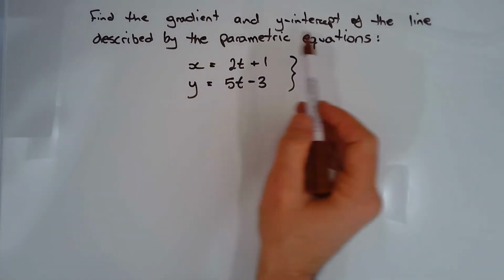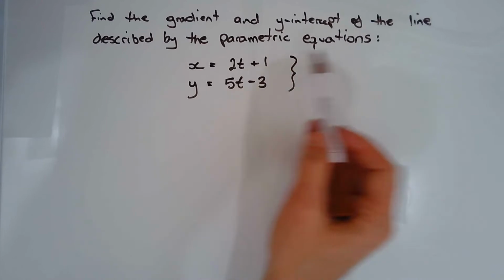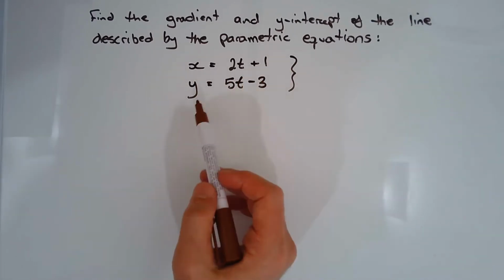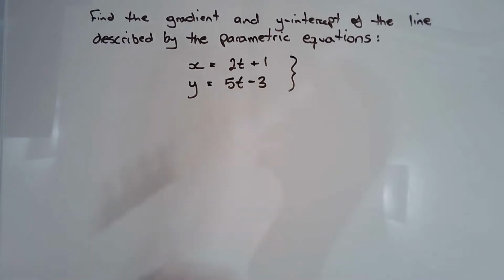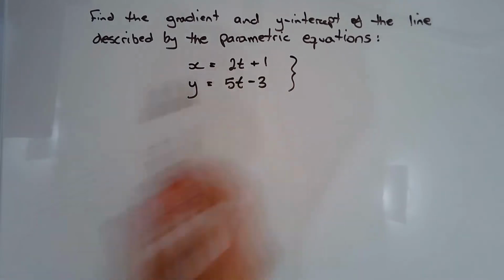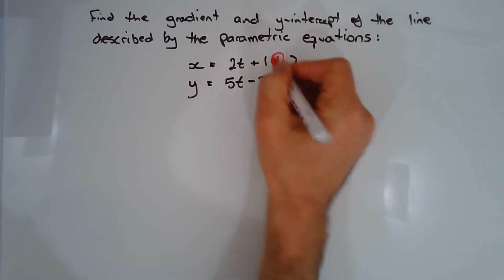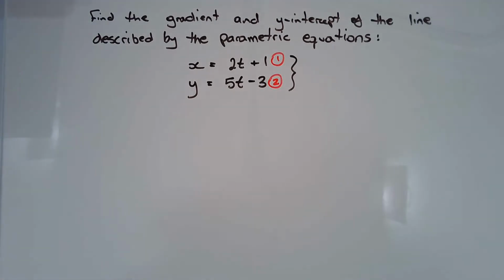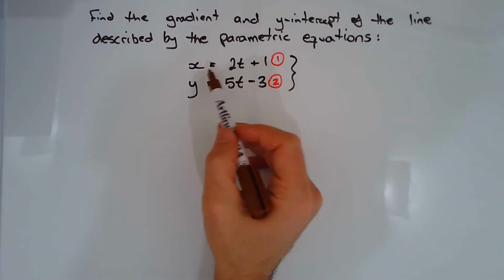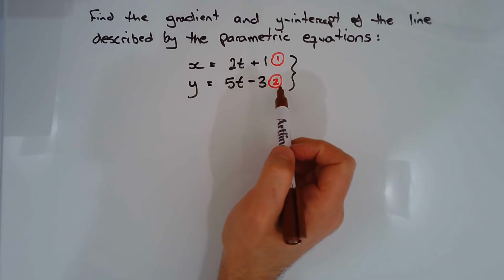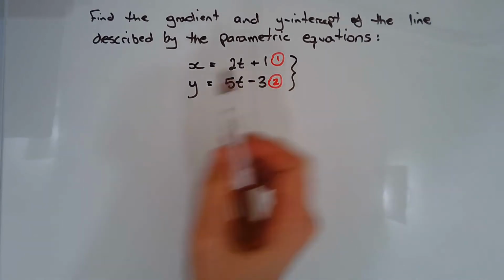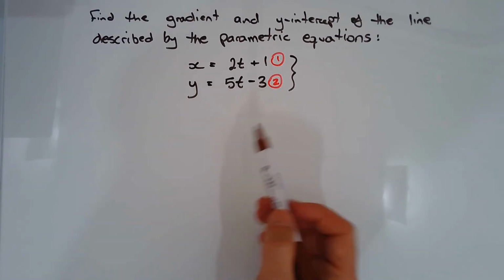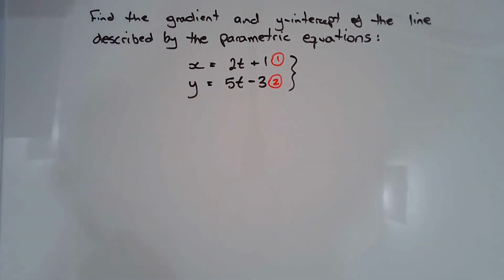Find the gradient and y-intercept of the line described by the parametric equations x equals 2t plus 1 and y equals 5t minus 3. Now, of course, we can convert that into Cartesian form by making t the subject of the formula in equation number 1. In fact, what I might do is label these equations first to make it easier to refer to. So we could make t the subject of the formula in equation 1 and substitute that into equation number 2, thereby eliminating the t, and then we have an equation in the form y equals mx plus c, and then we can read the gradient and the y-intercept from that equation. Is there another way that we could look at that? Yes, and I'm going to just quickly highlight that way first.